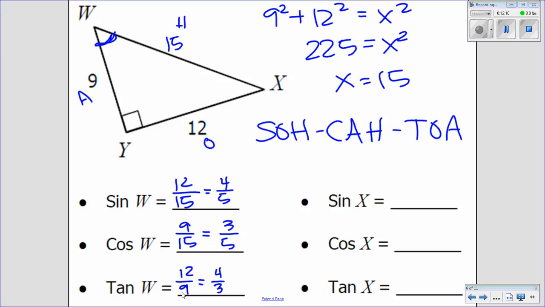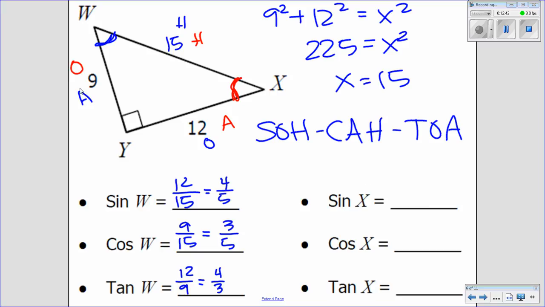What we're going to do next, then, is figure out the trig ratios for angle X, which changes a few things around. When we're looking at this, opposite of angle X is now the 9. Adjacent to angle X, the adjacent leg, is this one right here, the 12. So these will actually flip-flop when you switch angles, which is totally fine. Your hypotenuse will always stay the same. Go ahead and try to set up these three ratios for angle X using your new letters.